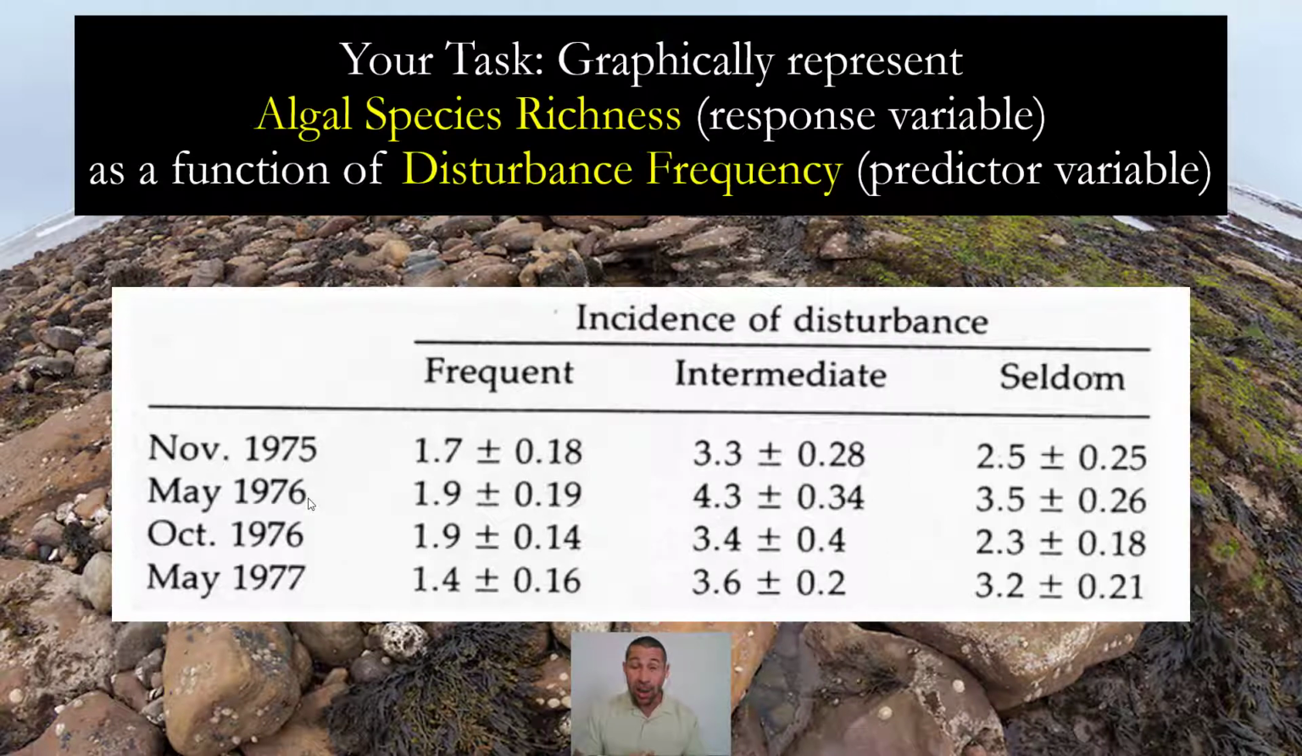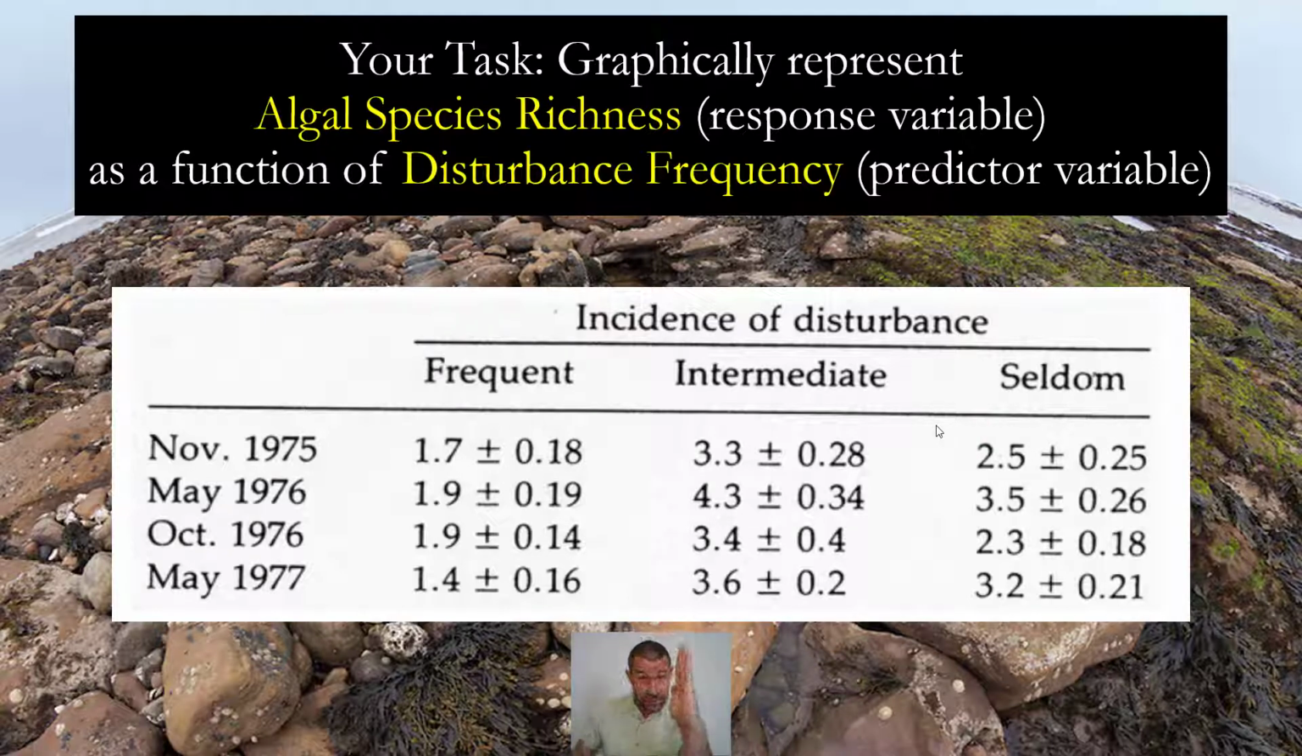Your task. I want you to use Microsoft Excel or another graphing package that you're comfortable with, and I want you to create a bar graph where the mean number of species is on the y-axis. In order to get the mean, you're going to need to take the average of 1.7, 1.9, 1.9, and 1.4. Get an average. Then you're going to get an average for the intermediate sized boulders, and then you're going to get an average number of algal species for the large, seldomly disturbed boulders.